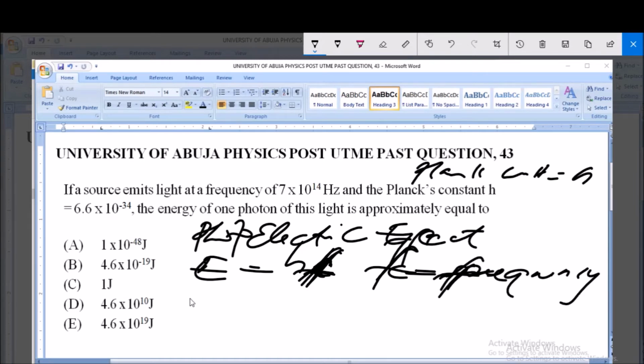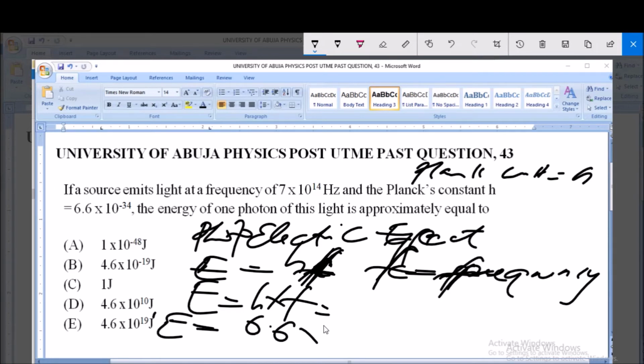Now we have that E equals h multiplied by f, and we know that our Planck constant h is 6.6 times 10 raised to the power of minus 34. So we say 6.6 times 10 raised to the power of minus 34 multiplied by f, which is 7 times 10 raised to the power of 14.